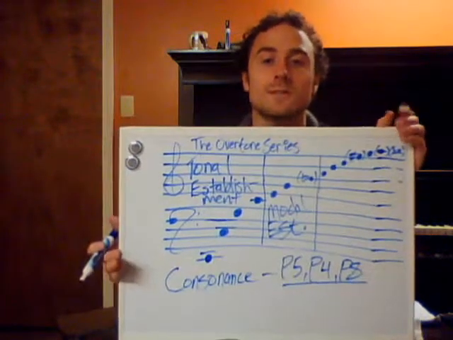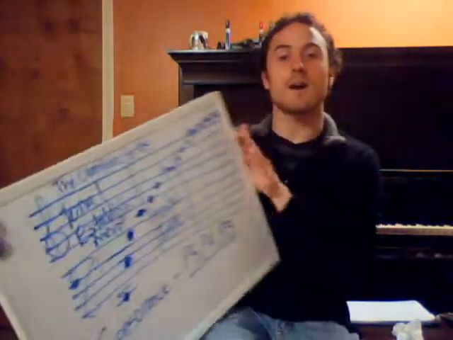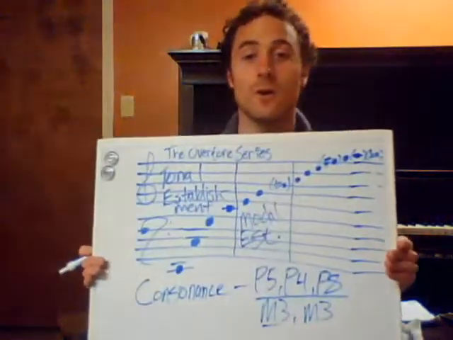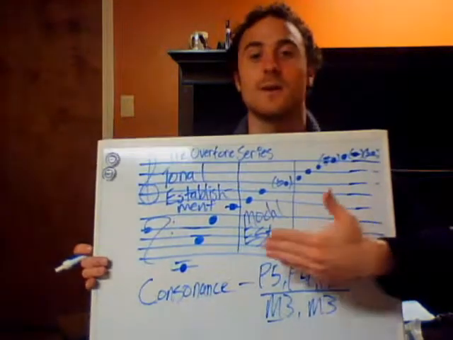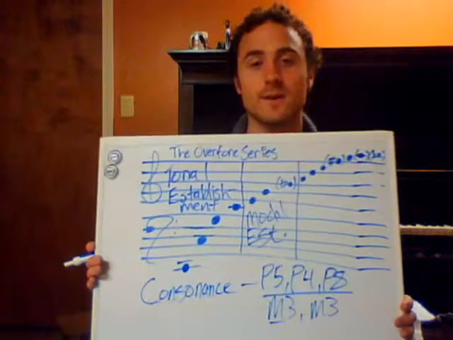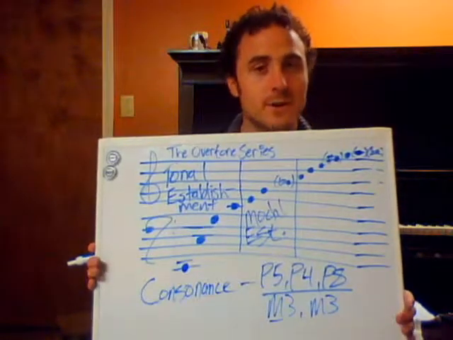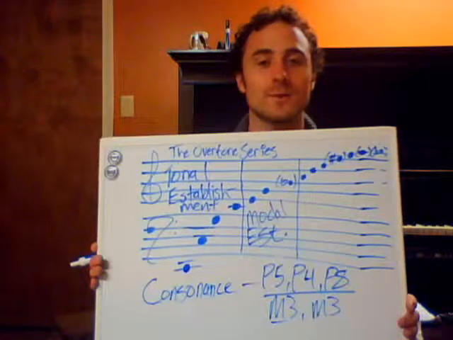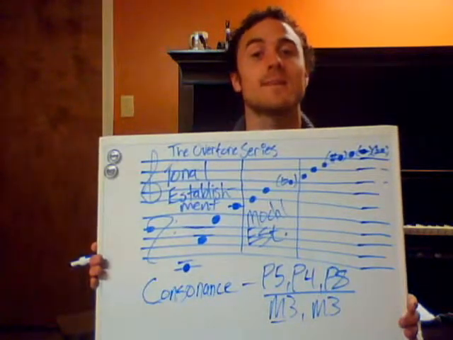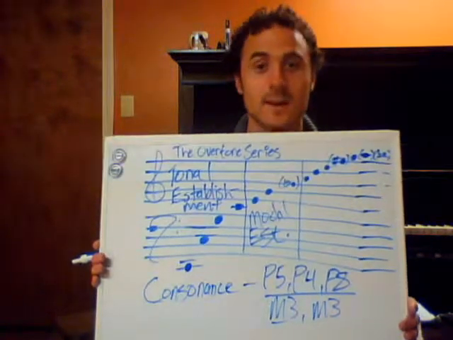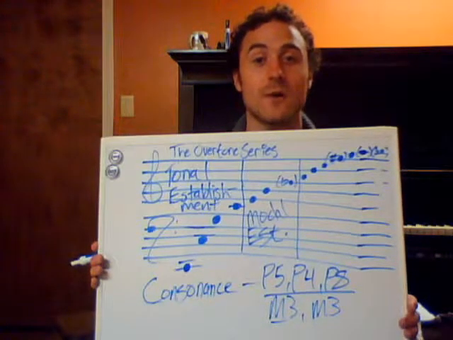So these are your consonant values: the perfect fifth, fourth, and the octave. And then the major and the minor third are the intervals that establish your mode, which are part of this section. So I would say those would be more mildly consonant in the Overtone series, but the major and minor third have a great significance as you look at all the scales.